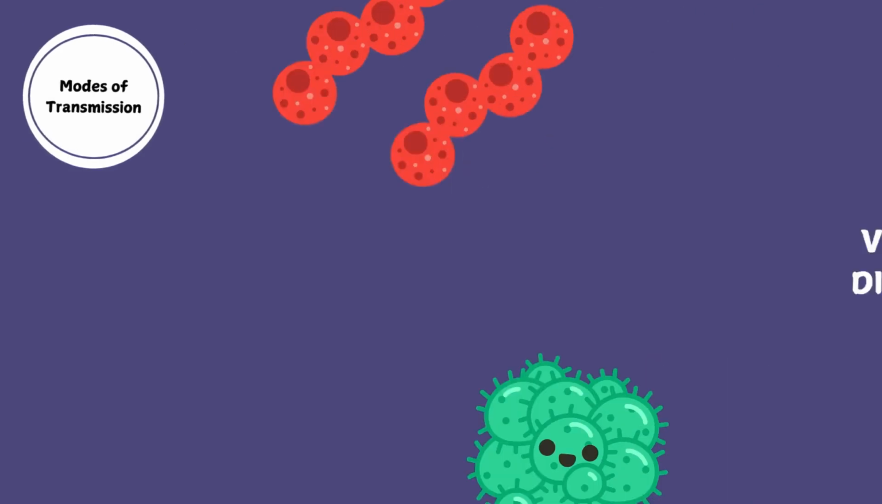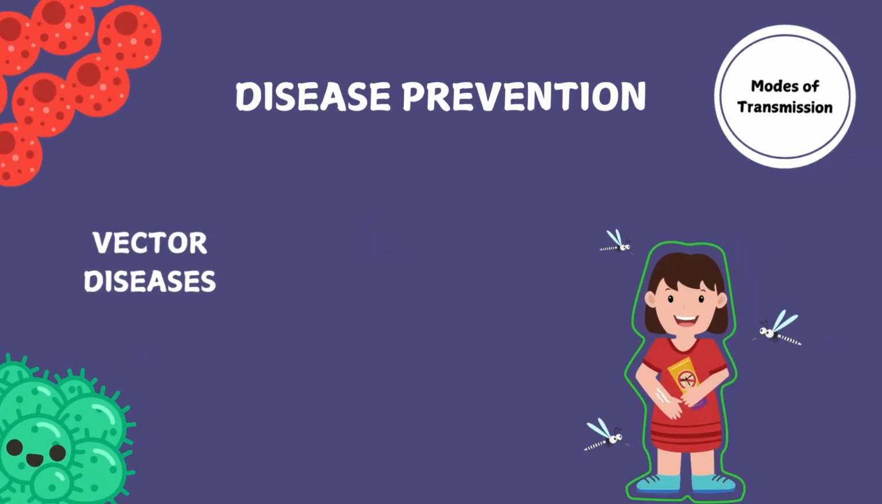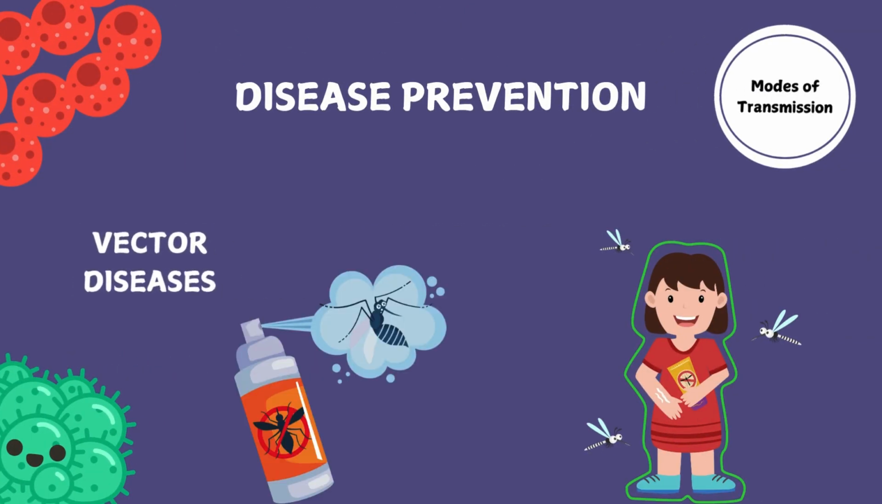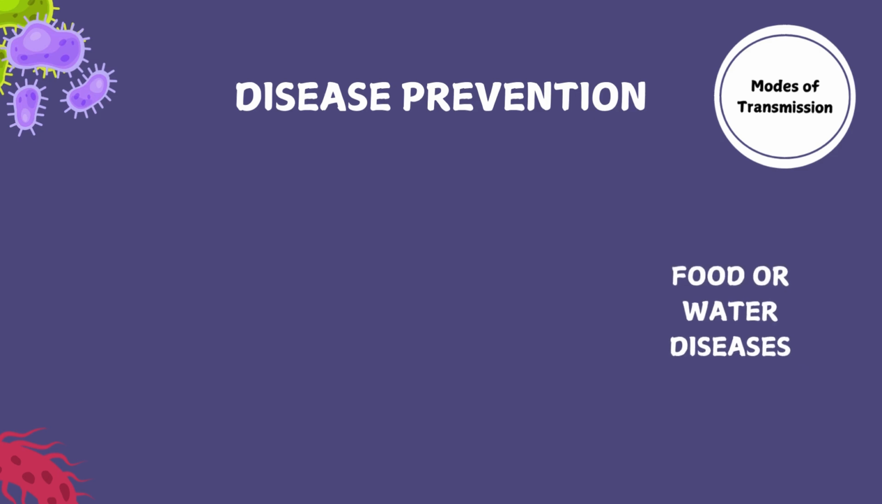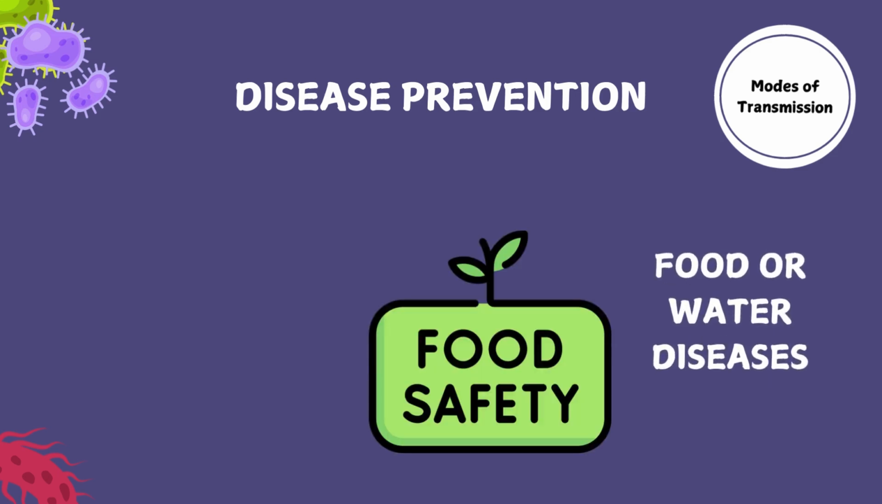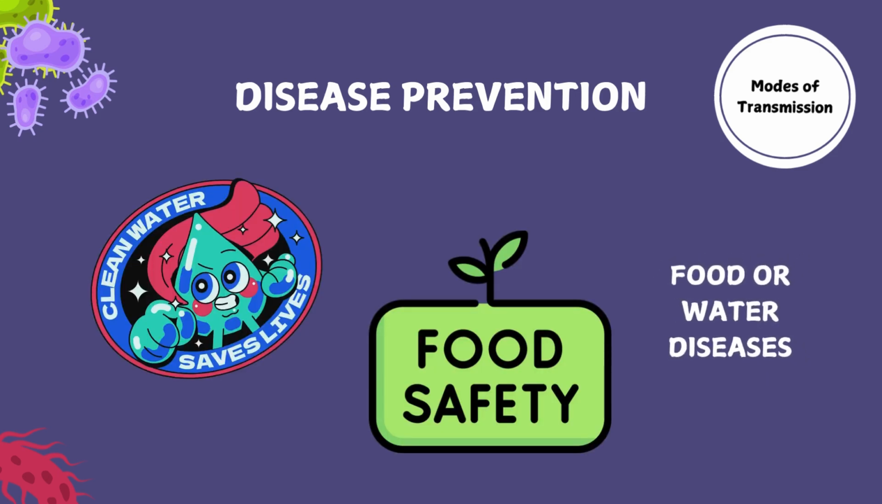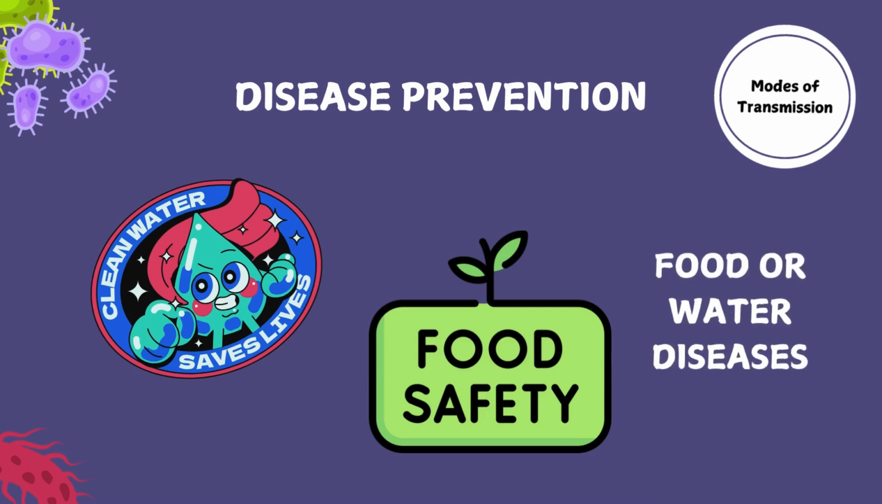To reduce the risk of vector-borne diseases, it's important to prevent bites by using protective measures like insect repellent. For food and waterborne illnesses, following proper food preparation practices, ensuring clean water sources, and hand washing are essential to minimizing the spread of these pathogens.